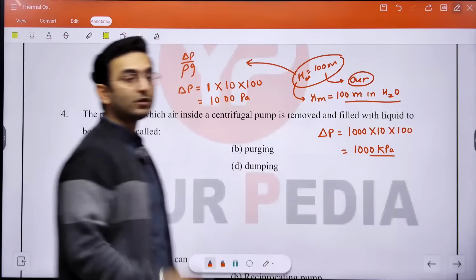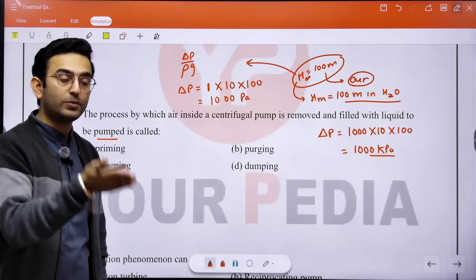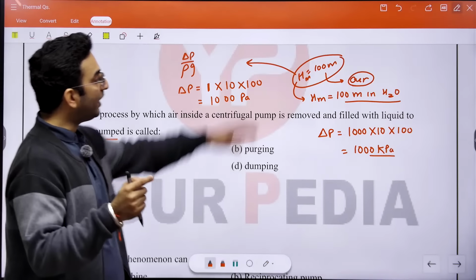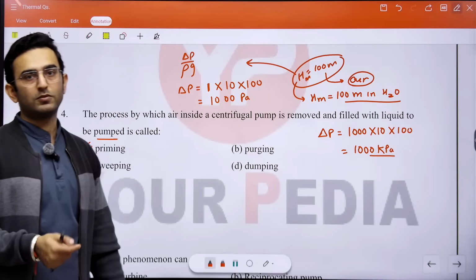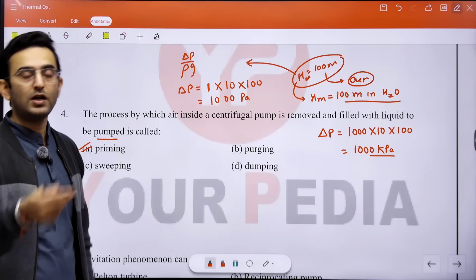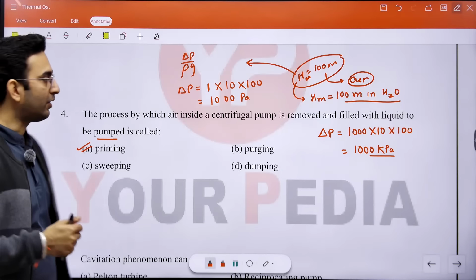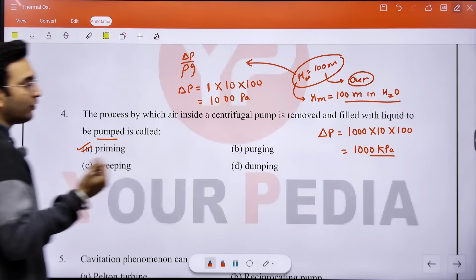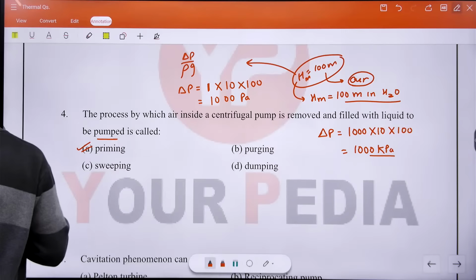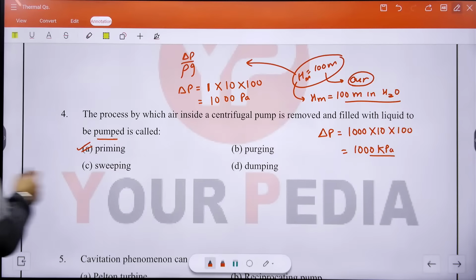So that means 1000 kilopascal is required to lift up the water in the pump. But if air is present, how much pressure is being developed? Only 1 kilopascal is being developed. So it is not sufficient to raise the water from the suction pipe to the delivery tank here. So that is priming, and that is why we have to do the priming here. Next part.